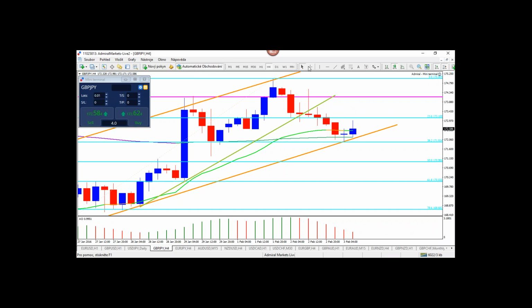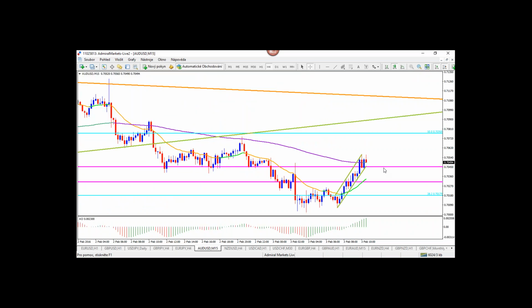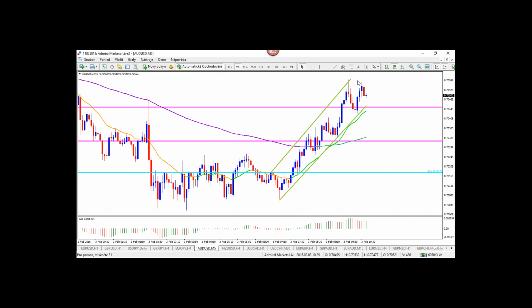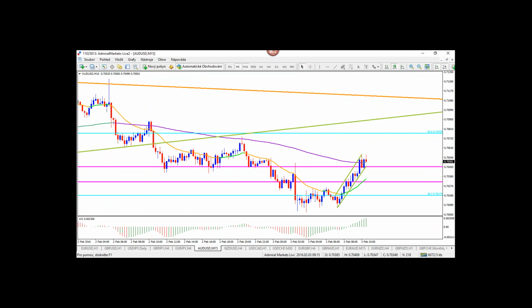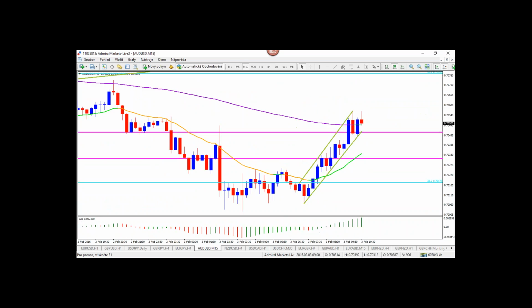AUD USD, no significant turn as yet. 1, 2, 3, 4, 5, 6, 7, 8 candles. This could be the turning spot on the AUD USD right now. But it's a 5-minute chart, so it's difficult to say because the momentum here could still, this channel is still existing. So that's a bit of a risky one. I would say maybe 15 minutes could be a bit better to see if there's a break and a pullback like this.